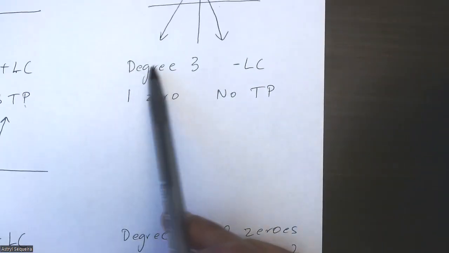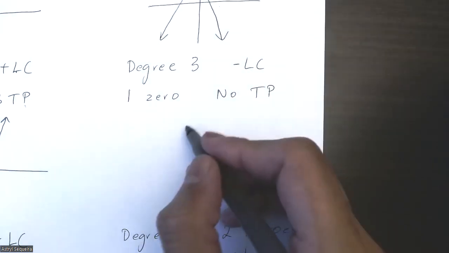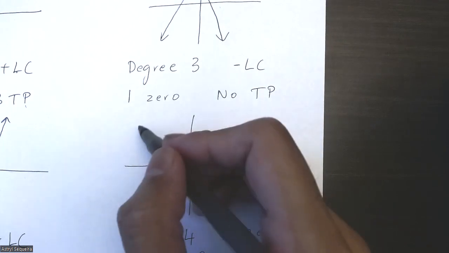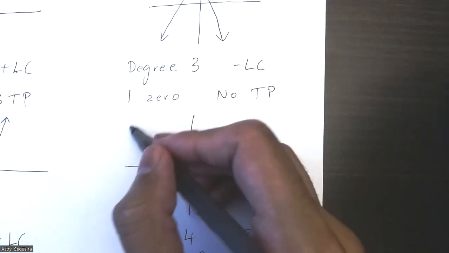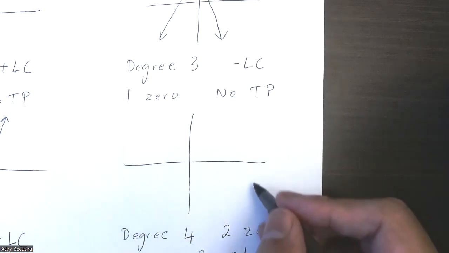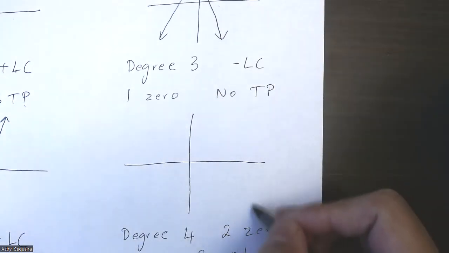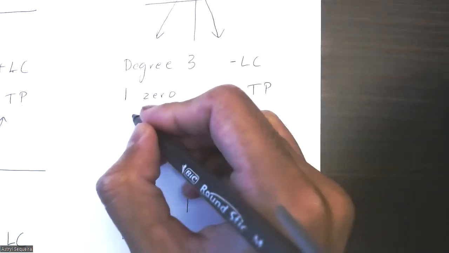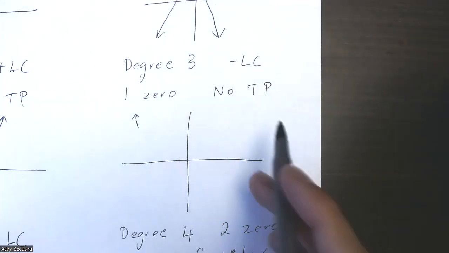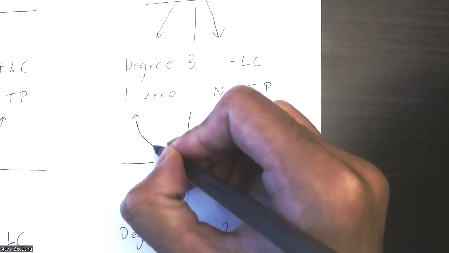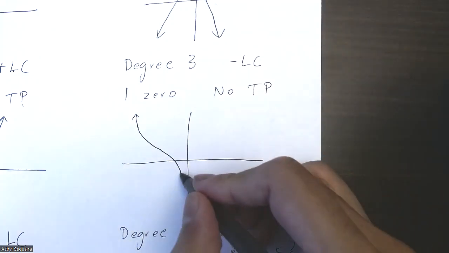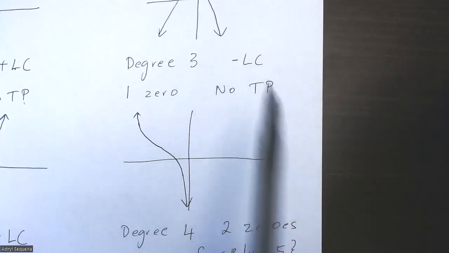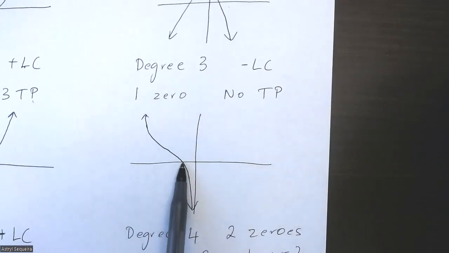Fourth question here, it's third degree negative leading coefficient. So from third degree and negative leading coefficient, it means that I'm going towards positive infinity on the negative side. So I'm going up here. And on the positive side, I'm going towards negative infinity. So I'm going down over here. So I know my graph has to start up here. I want just 1 zero. I want no turning points. So this is just a regular cubic function like this. No turning points at all. It's degree 3 negative leading coefficient, and we have 1 zero.